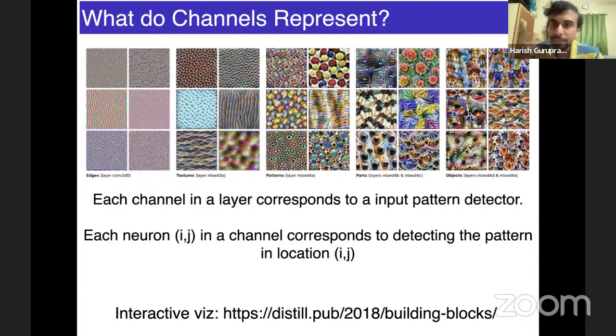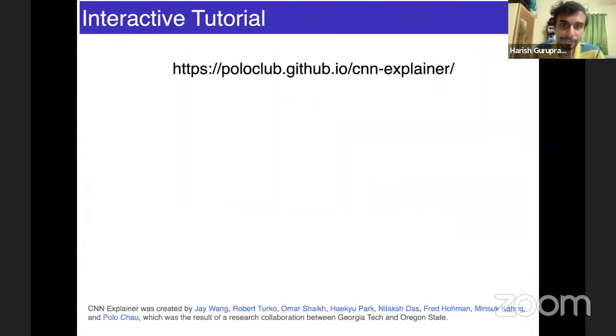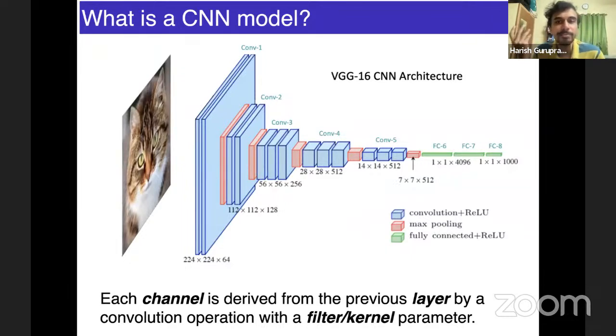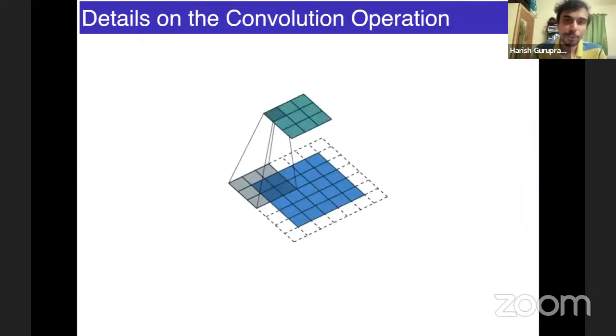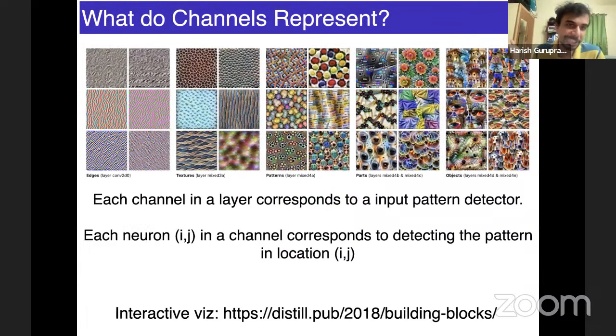So a channel in a later layer, for example a Con5 layer in the example we saw here, would correspond to quite complex patterns in the input image. A channel in, let's say, a Con1 layer would correspond to reasonably simple patterns like the ones on the left, like textures or lines, horizontal lines, vertical lines, and so on. Here is an interactive visualization, which I'll not go into due to lack of time, but there are lots of interesting visualizations for CNNs, mainly because CNNs are really designed for images, and images are very easy to illustrate with examples.